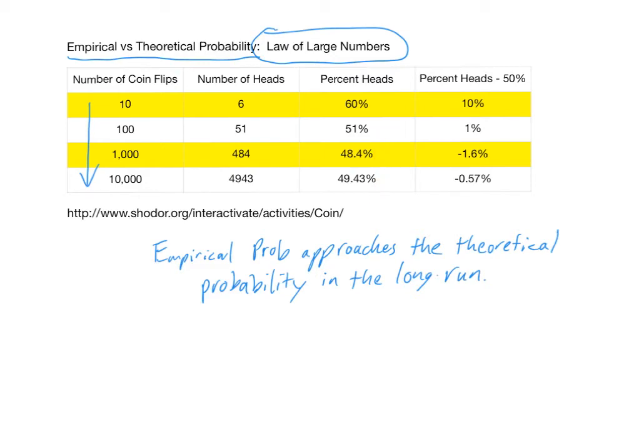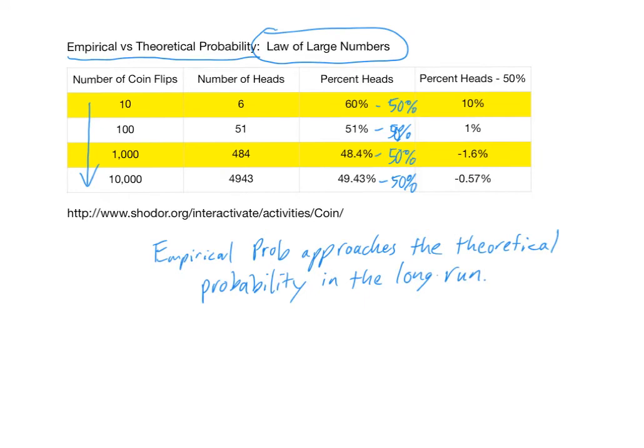Again, because there's a 50-50 chance of getting heads or tails, the theoretical probability is 50%. So what this last column shows you is how far off these are. If you did 60% minus the 50%, 51 minus the 50, 48.4 minus the 50, and 49.43 minus the 50%. Notice this first one's pretty far off, 10%. Then this one's only off by 1%. This one's off by a little bit more, but it's not too bad. And then this is getting even closer. It's only 0.57% off below the expected amount.